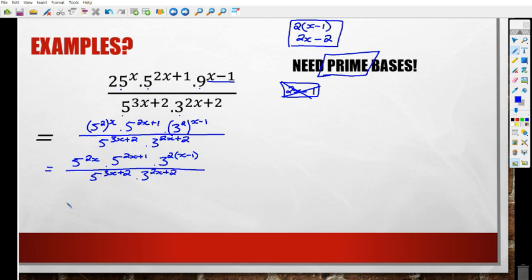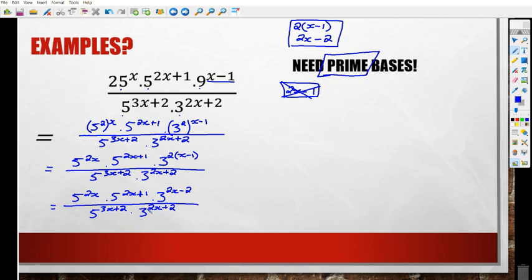Let's simplify this 3 now. We've got 5 to the power of 2x multiplied by 5 to the power of 2x plus 1, and then over here we've got 3 to the power of 2 times x, which is 2x, and 2 times negative 1, which is negative 2. And that's all over my denominator, which still hasn't changed yet: 5 to the power of 3x plus 2, and 3 to the power of 2x plus 2. So I'm not finished yet.